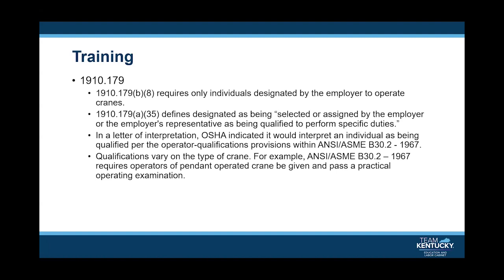Qualification provisions in ANSI ASME B30.2-1967 vary based on the type of crane. For example, ANSI ASME B30.2-1967 requires operators of pendant operated cranes be given and pass a practical operating examination. OSHA also recommends using paragraph L in 1910.178 pertaining to powered industrial trucks as a guideline for developing a training program.